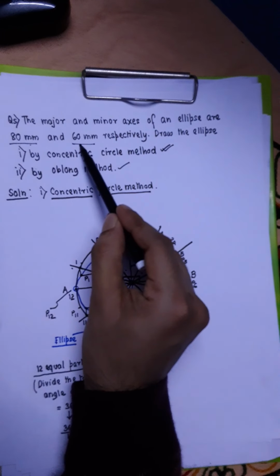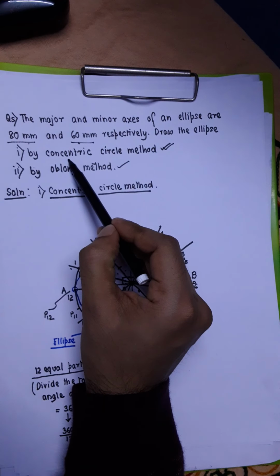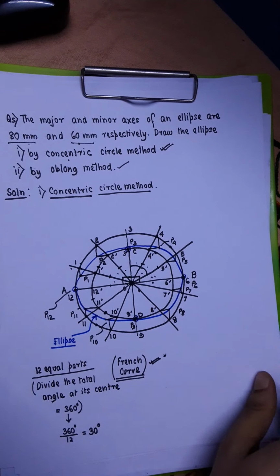So, with the same values of major axis and minor axis which were used in the concentric circle method, the ellipse will now be drawn by a new method which is referred to as the oblong method. So let us learn this method step by step.